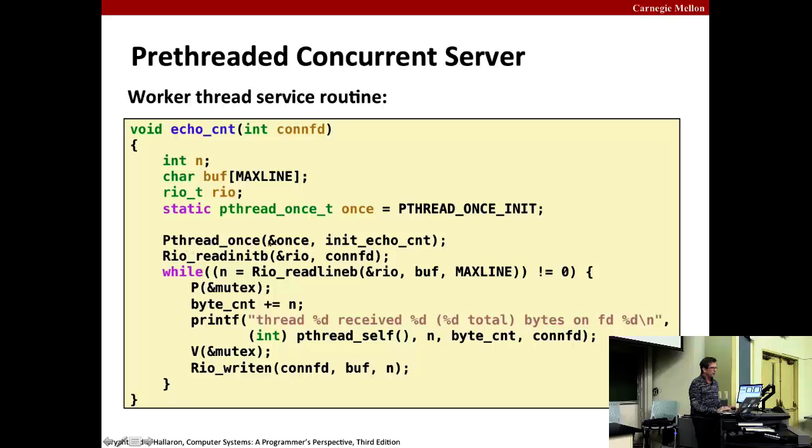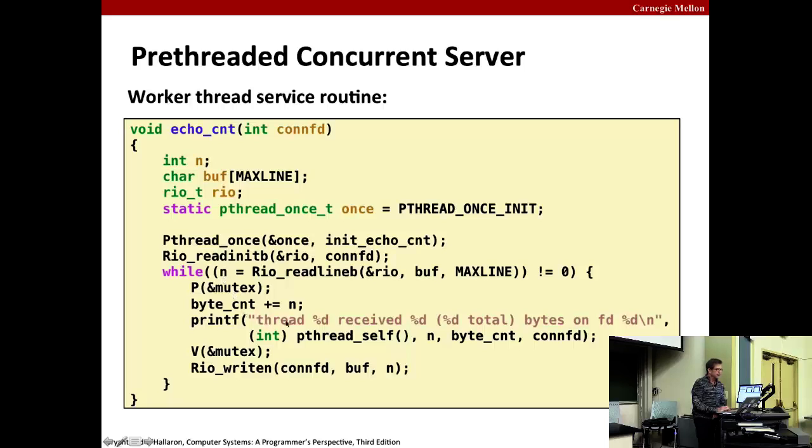Okay, so once some thread calls init_echo_count, then we initialize the Rio package for all of our accesses on this connected descriptor. And then we repeatedly read a line of text from the client. And then in a protected way, we increment byte count with the number of bytes that we received from the client, which is returned by this rio_readlineb function.